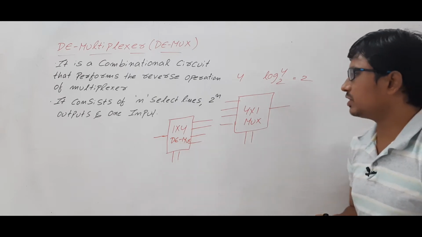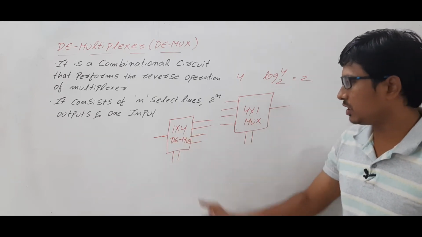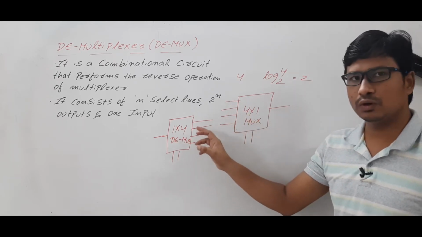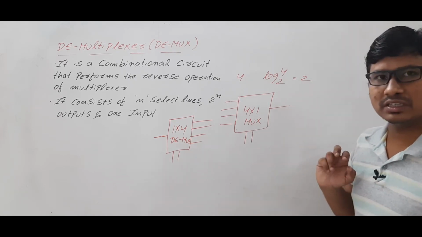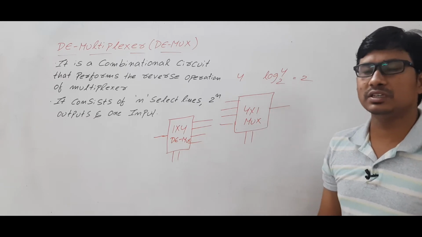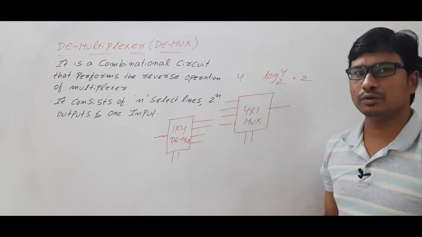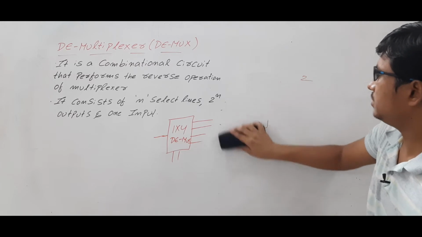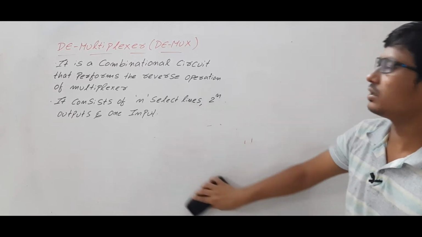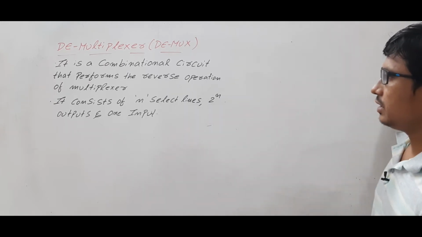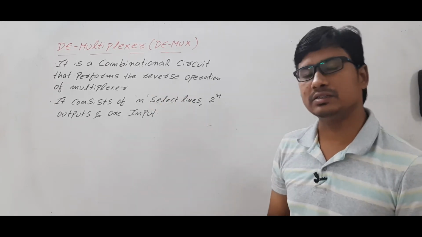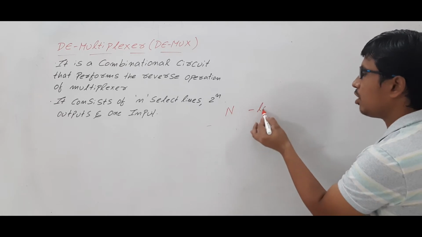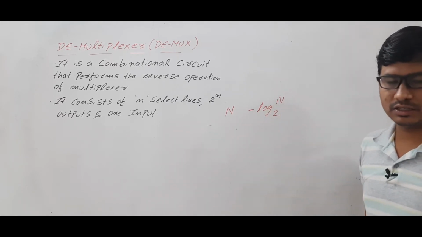Now if you see both of them, this 4 by 1 mux and this 1 by 4 demux, they are the reverse of each other. Am I right or wrong? The number of inputs in the mux is equal to the number of outputs in the demux, and the number of outputs in the mux is equal to the number of inputs in the demux. So they are the reverse of each other, but the number of select lines is the same. Am I right or wrong? Let me discuss the demux further. It consists of n select lines and 2 power n output lines, or you can write it as: if you have n outputs, then you will have log n base 2 select lines. This you can also write.